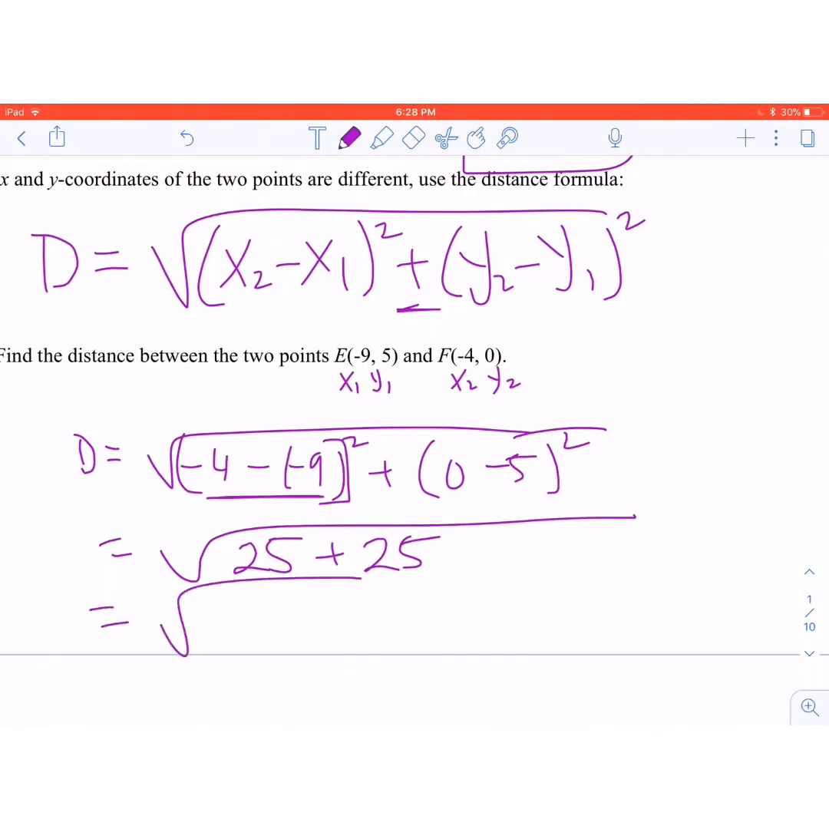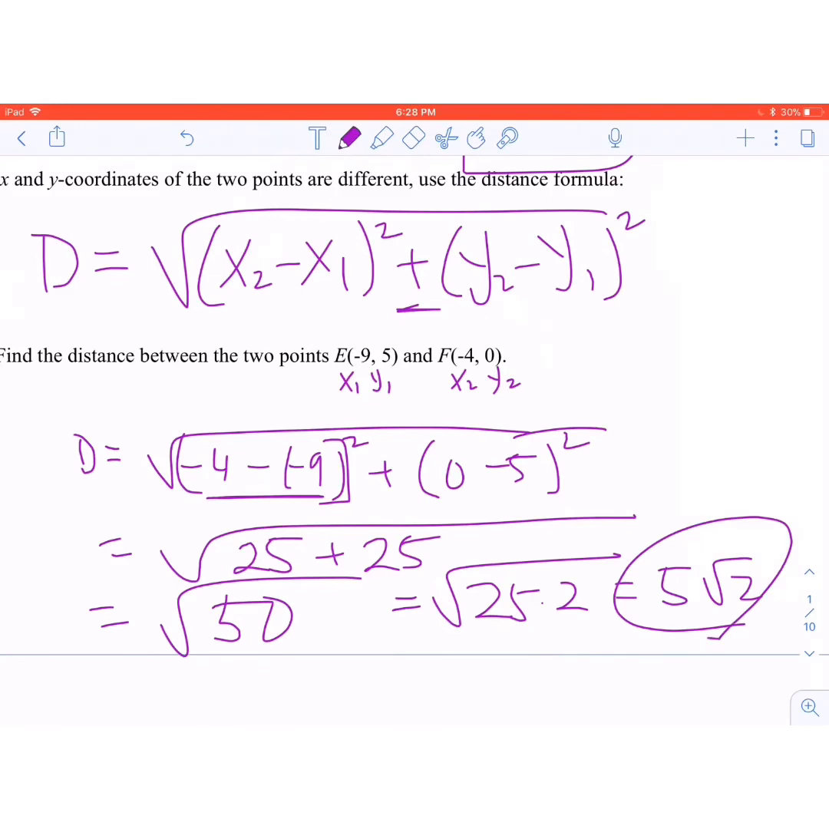Square root of 50, and it can be written as 25 times 2, so it'll be 5 root 2. So the distance between the 2 points E and F is going to be 5 root 2 units.